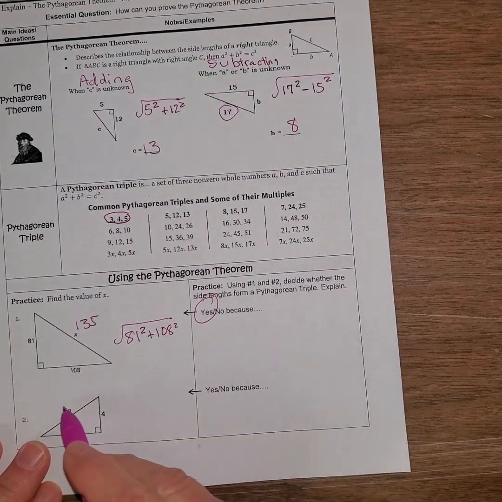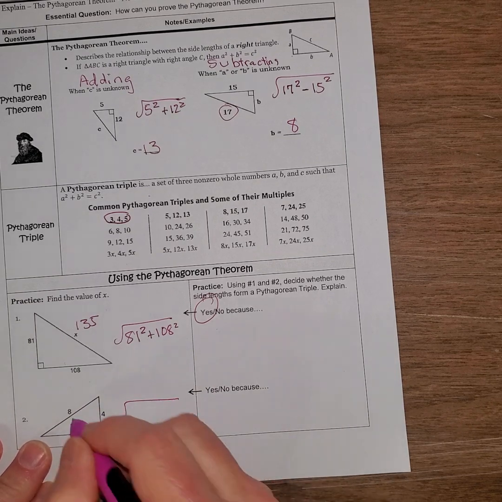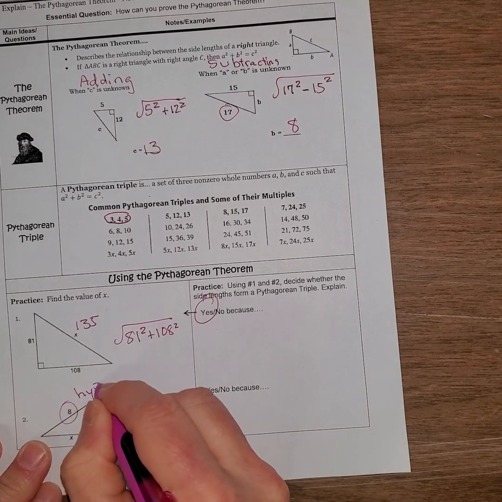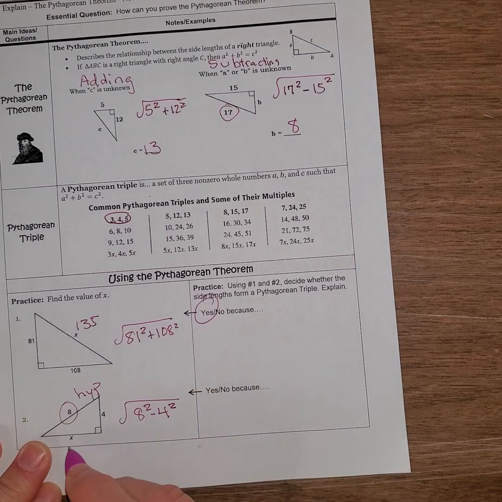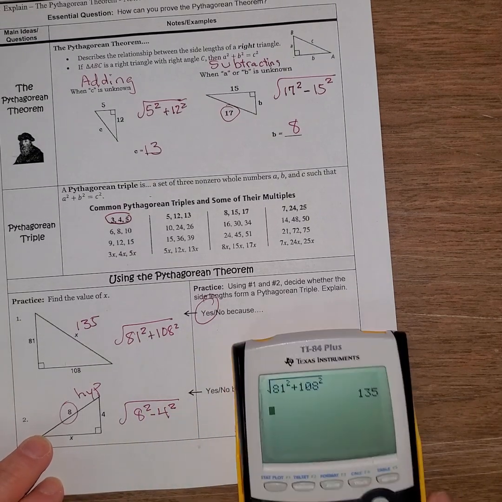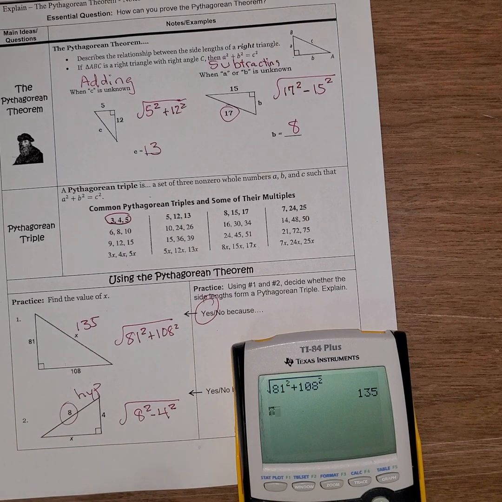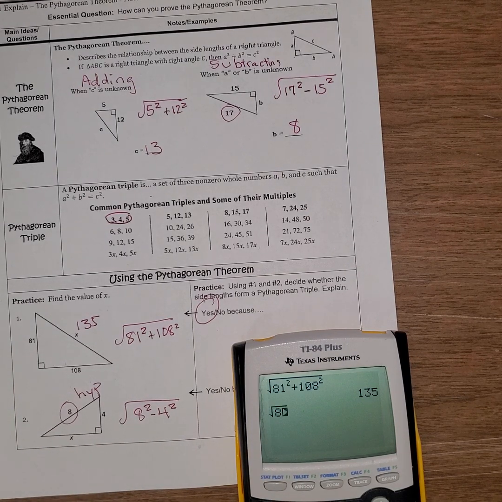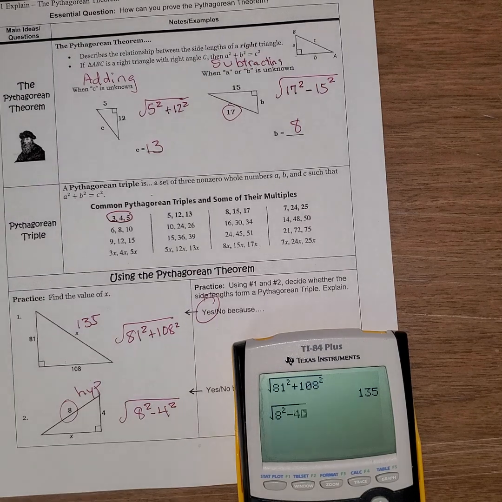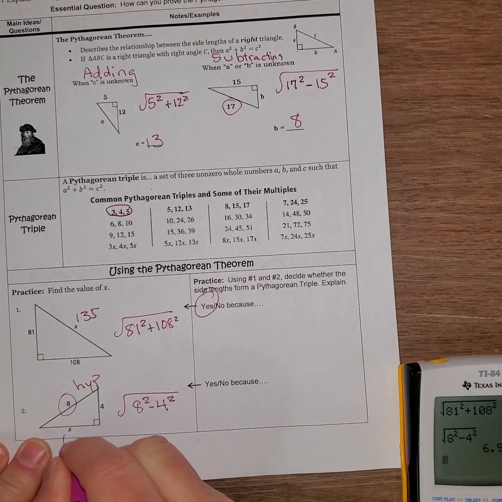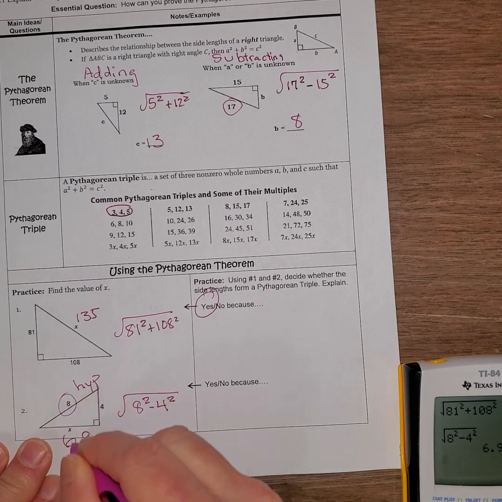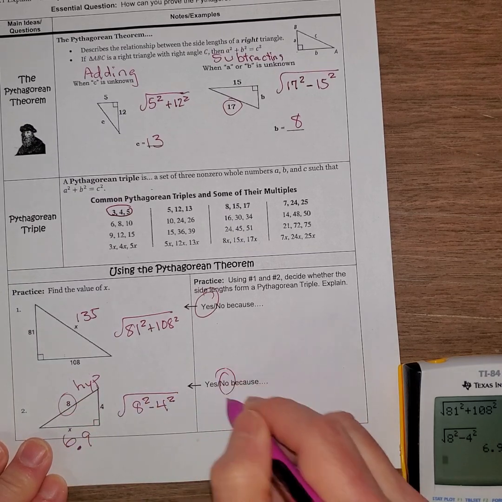This one, you'd have to use the subtracting Pythagorean theorem because this one is the hypotenuse, right? So you'd say 8 squared minus 4 squared to get x. So you punch that in, second radical, 8 squared minus 4 squared, and you get 6.9, okay? So x was 6.9. Is this a Pythagorean triple? No, because there was a decimal.